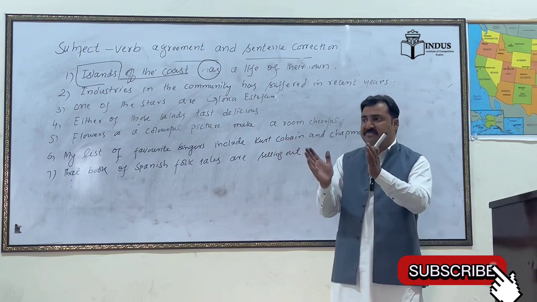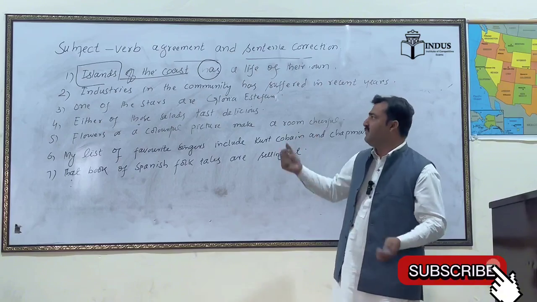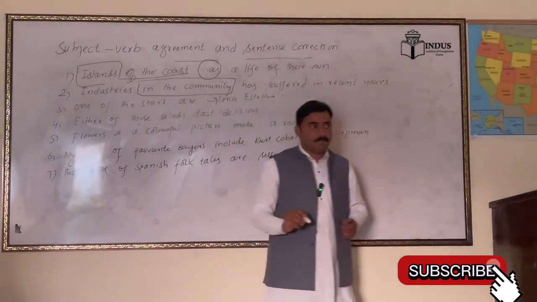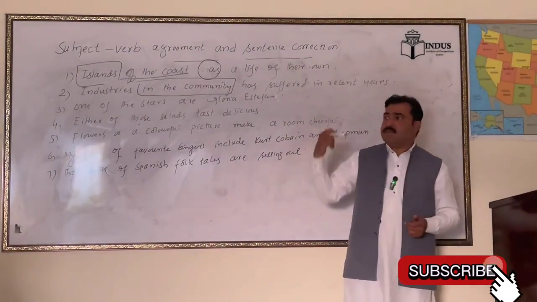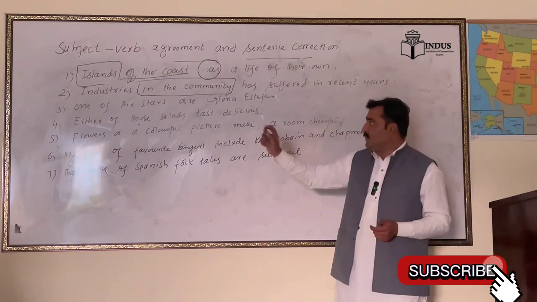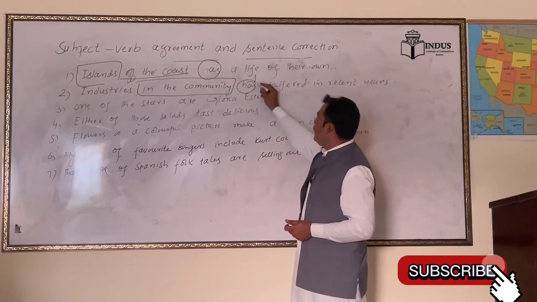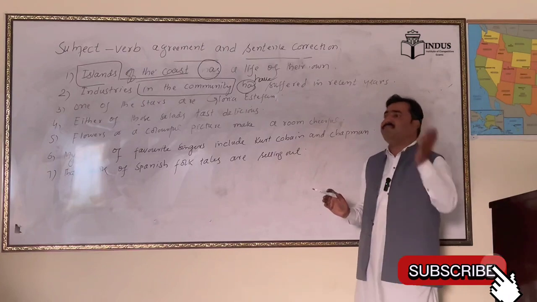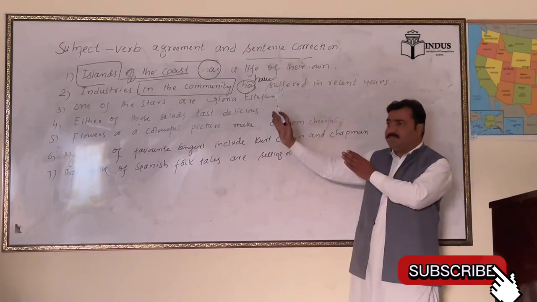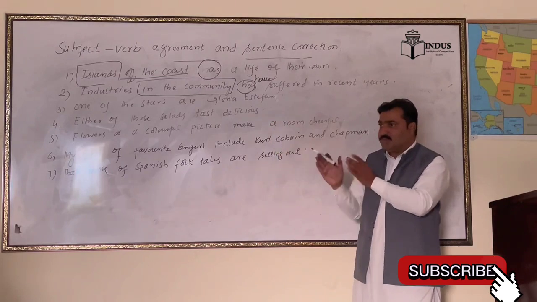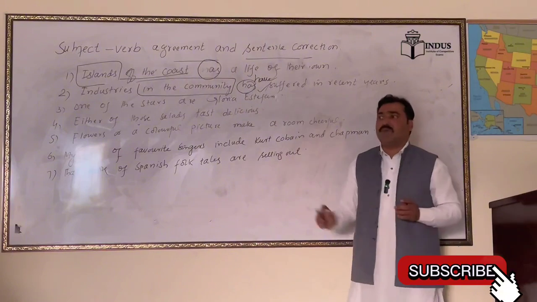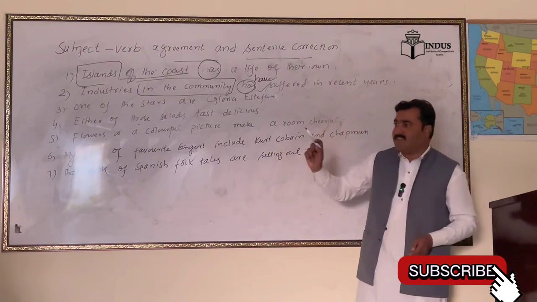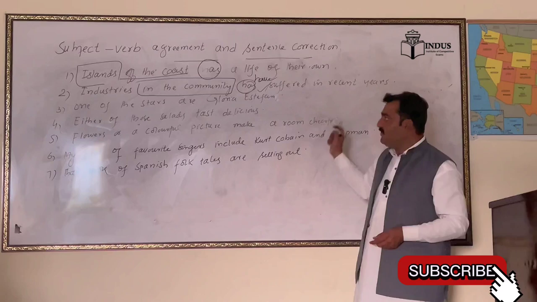The second one is, industries in the community has suffered in recent years. Again, we have a phrase between our subject and the verb, and that phrase is in the community. The phrase is singular. Your subject is plural. So for industries, there must be have here. As your subject is plural, we will use have with it. By looking at the phrase, it looks as if has is right. But your agreement is not with the phrase, your agreement is between the subject and the verb.